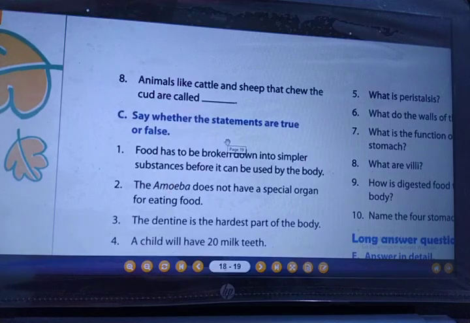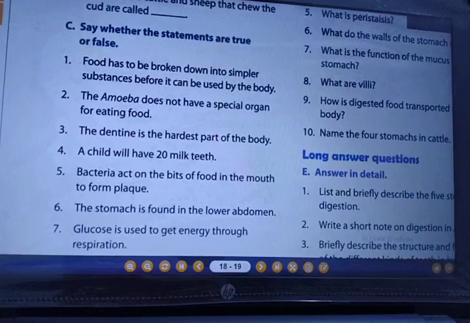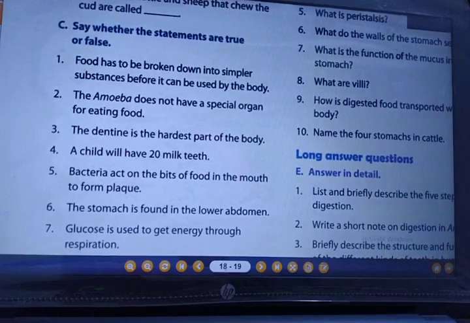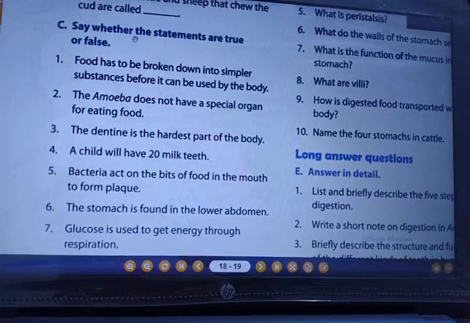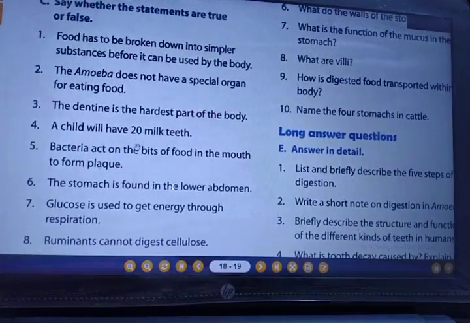Now let's move toward the true or false questions. How the true or false questions can come, you can see. You can take this question screenshot also and you can write in your notebook. There are a total of 8 true or false questions. So you can write, as I will tell you: food has to be broken down into simpler substances before it can be used by the body.